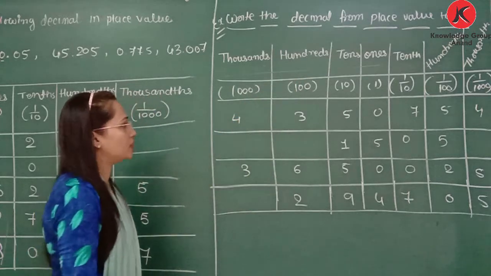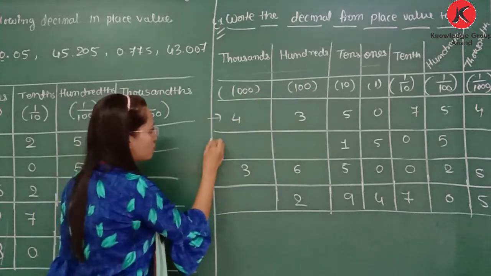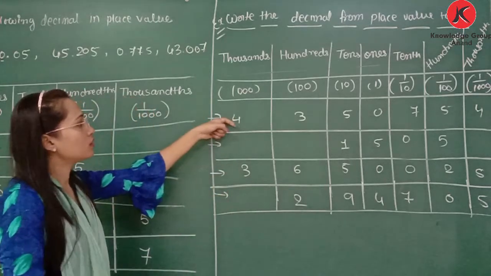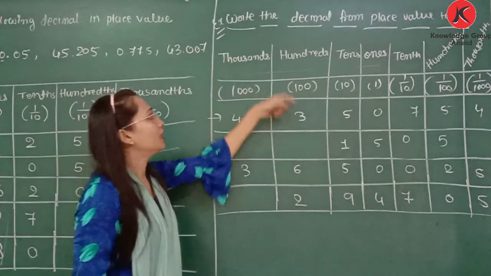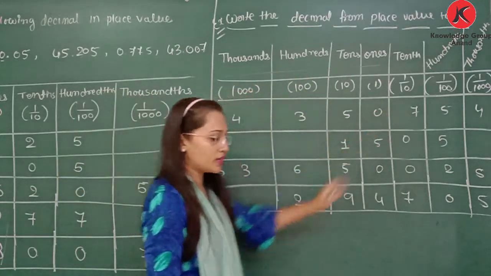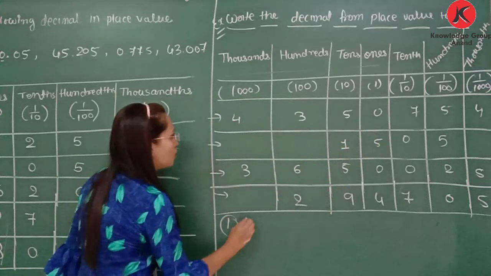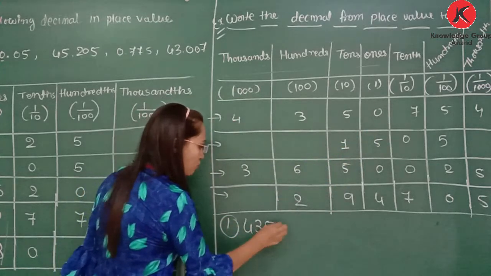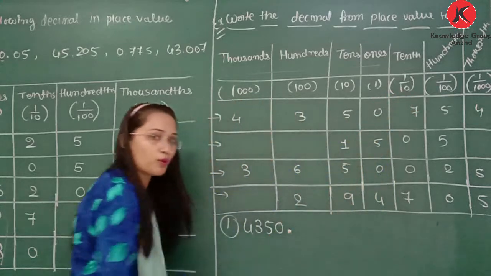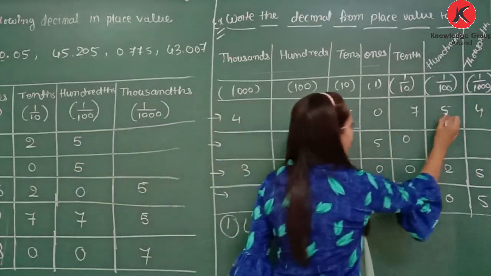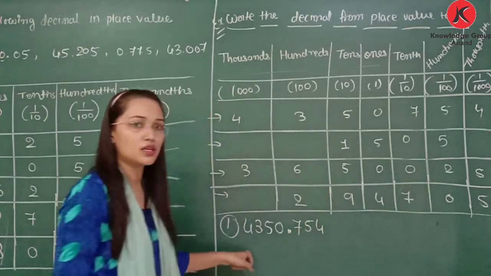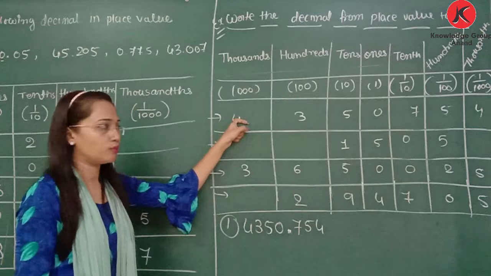Okay. So let's write the number for each. So here first, second, third and fourth. So for the first one, it is 4350 because one's digit is 0. So we can write for the first, it is 4350. Now 10th part, it means we have a decimal point 754. So it is 754. So this is the decimal number from the place value.